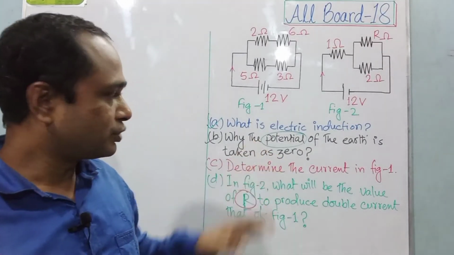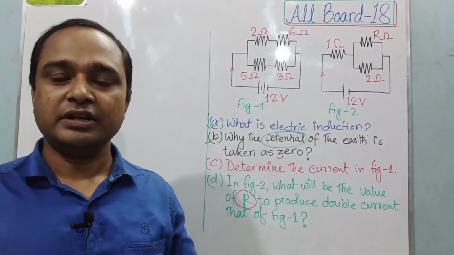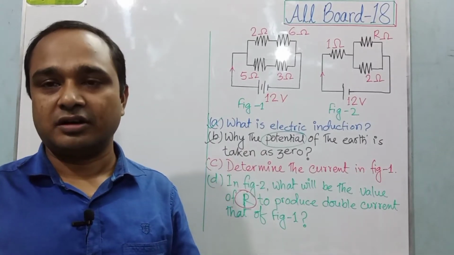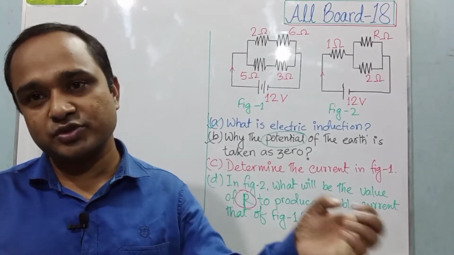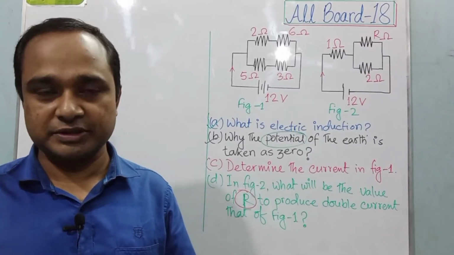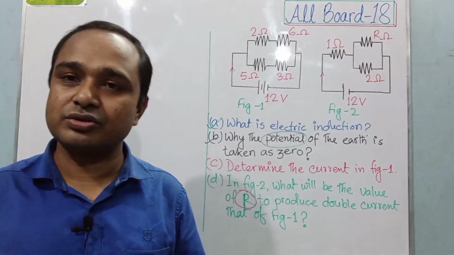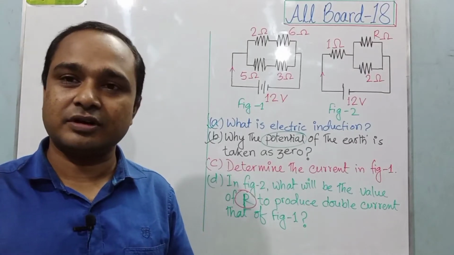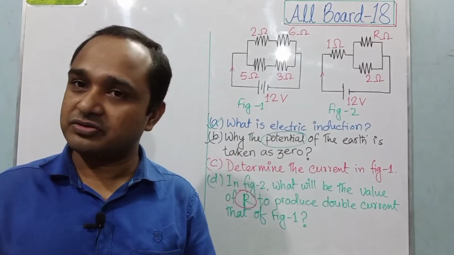Dear student, our next question is: why is the potential of earth taken as 0? We know potential is an electrical condition for which a body gives some charge or electron to another body, or it will absorb electron from the other body. But in the case of earth, if we give some electron to the earth surface, or we pick some electron from the earth surface, the potential of earth does not change.